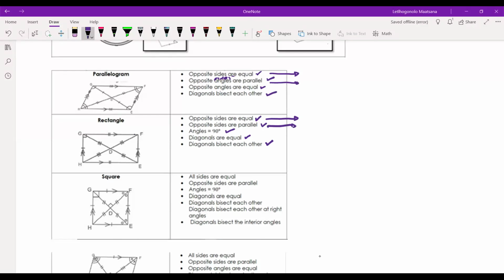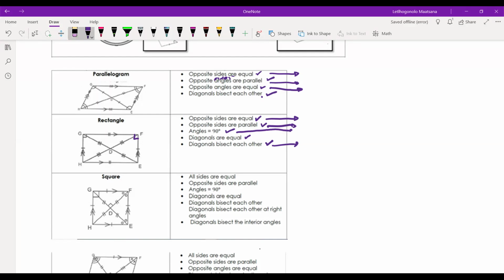And here all the angles are 90 degrees. So this also falls in with the fact that opposite sides are equal because all of them are equal. And the last one says diagonals bisect each other. So we can see how a rectangle is a parallelogram, but a parallelogram is not always a rectangle, right?